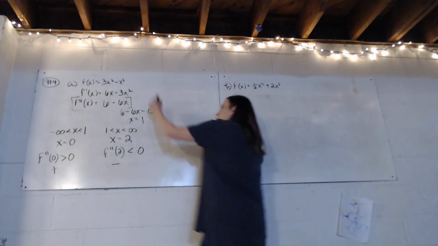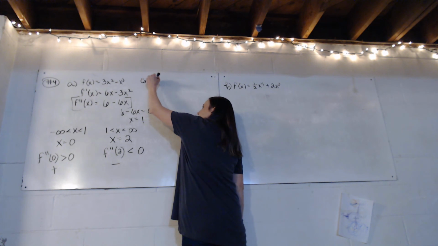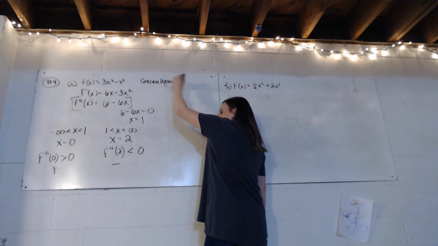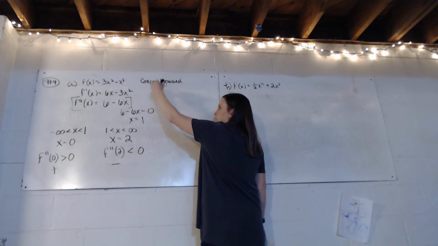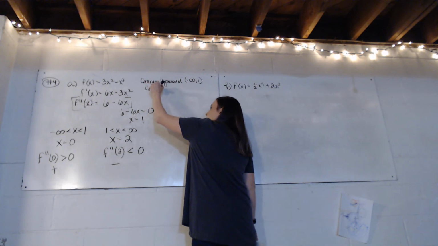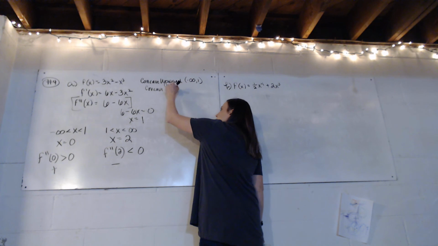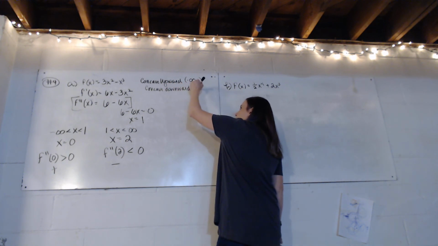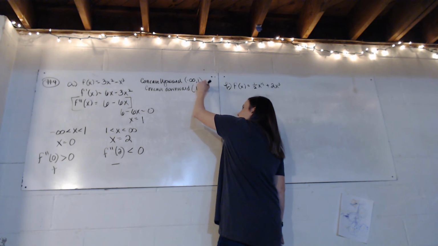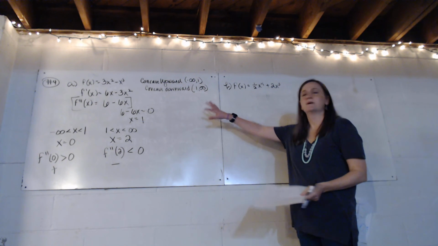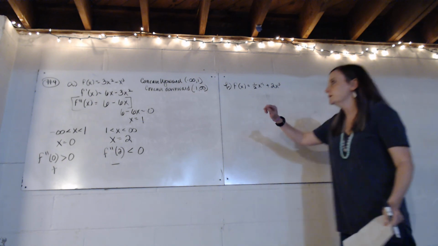So we would say we are concave upwards on the interval negative infinity to 1, and we are concave downward on the interval 1 to infinity. Okay, now I'm going to skip finding the maximum and minimum values for a second, and I'll come back to that. But that's how we find concavity.